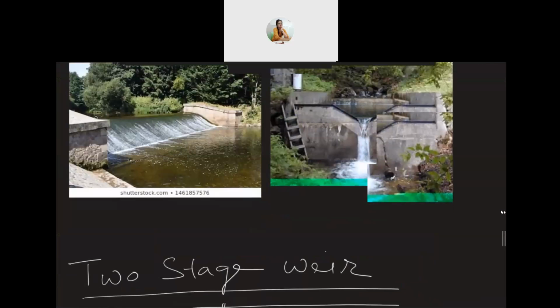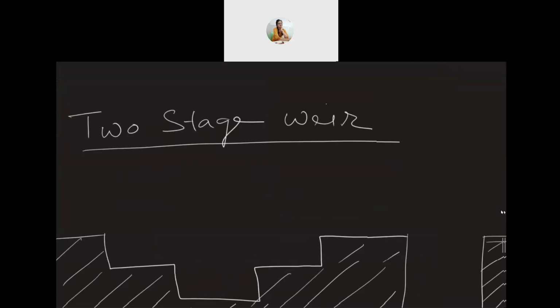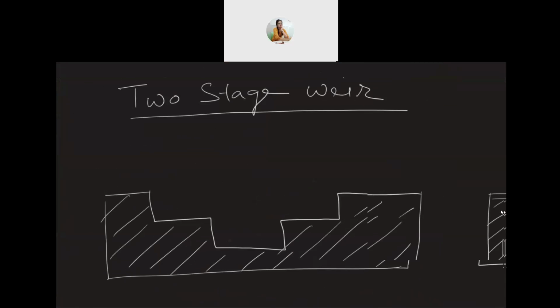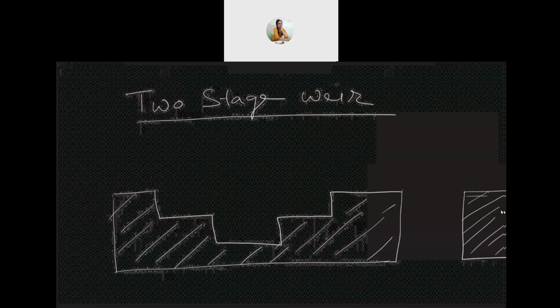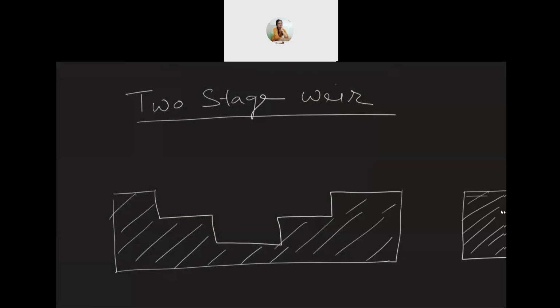Sometimes two-stage weirs or notches are also used. That is, if the range of discharge to be measured is very wide, sometimes the discharge will be very small, sometimes very large. So in that case, we may provide this kind of two-stage weir or notch. That is, for small discharges, since here the width of the notch or weir is small, it will require a larger head.